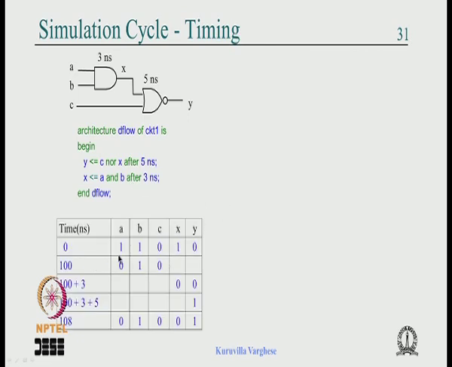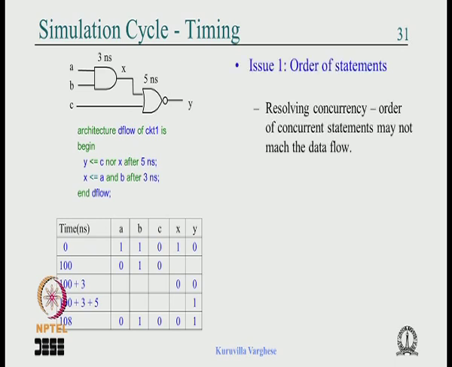At 0 nanosecond, A and B were 1 1, so X was 1. C was 0, so Y was 0. But then A goes to 0 at 100 nanosecond, and that triggers a computation which gets an assignment on X. At 103 nanosecond, a change triggers a computation on Y, that assignment happens at 108 nanosecond, and that stabilizes the whole business. Okay, so that is how the simulation cycle happens.